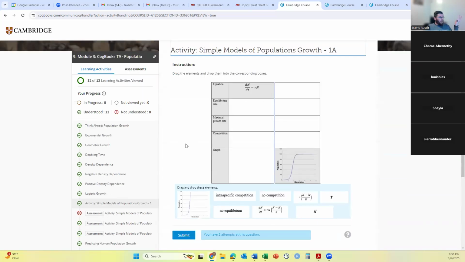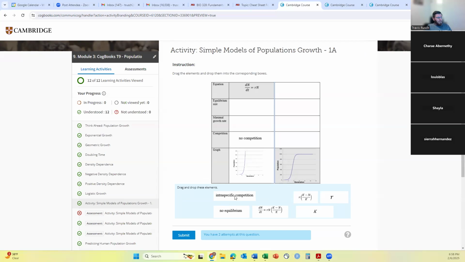Okay, so this is pretty basic. The activity is kind of a matching exercise here. We're going to have exponential growth versus logistic growth, that unchecked growth versus the one with the carrying capacity, that S curve. And then it asks about competition. So with exponential growth, do we have any competition? No, right? So it assumes that there's no competition and unlimited resources.